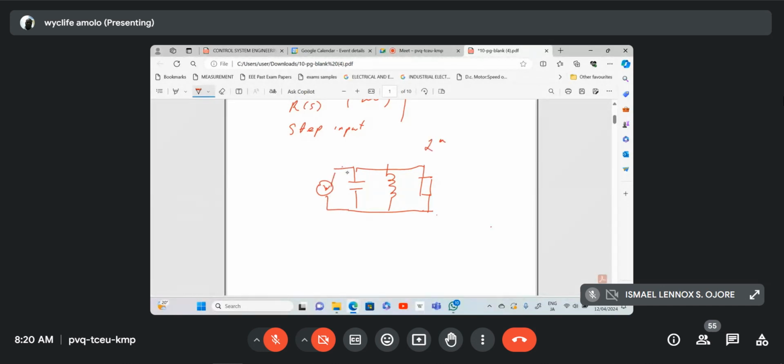You have a second order system when all three of these exist. But if only one or two with the resistor exists, then you have a first order. So second order have s raised to power 2, and that one I think you've done.